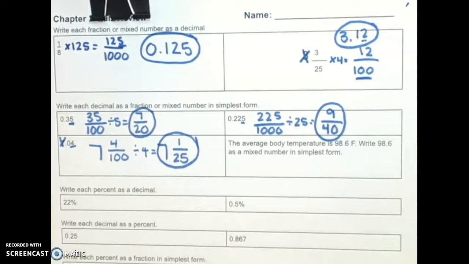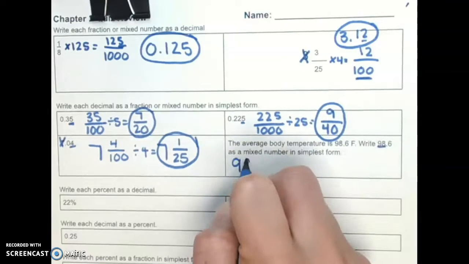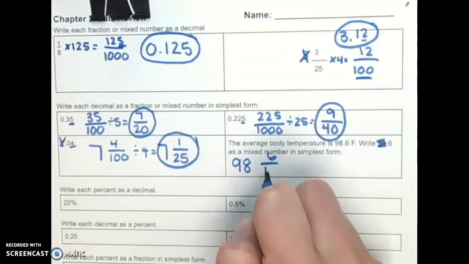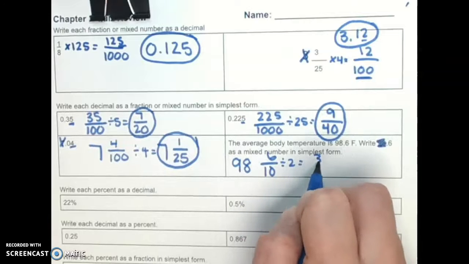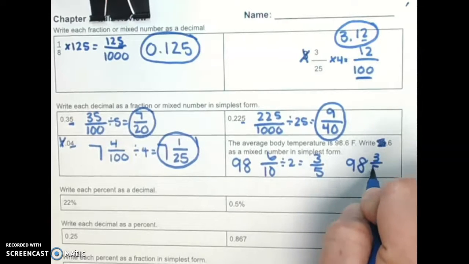The average body temperature is 98.6 degrees Fahrenheit. We're going to write 98.6 as a mixed number in simplest form. So our whole number is 98. Then we have 0.6, so 6/10. They're both even. We're going to simplify by 2, and we get 3/5. Remember to put your 98 in front of it.